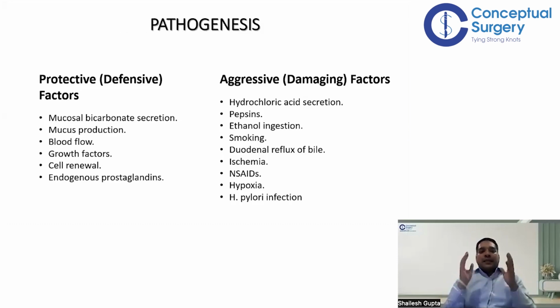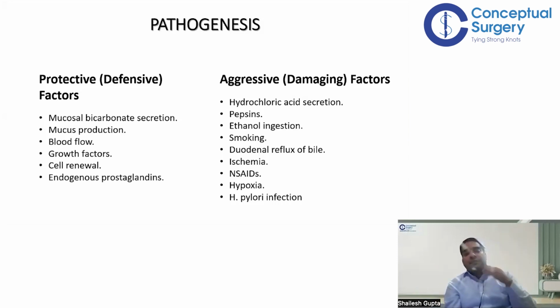So now let us start the text. There are certain protective factors and certain aggressive factors, which protect the mucosa and which damage the mucosa. The factors which protect the mucosa are mucosal bicarbonate secretion, mucus production, blood flow, growth factors, cell renewal, and endogenous prostaglandin. So these are the factors which protect the mucosa.